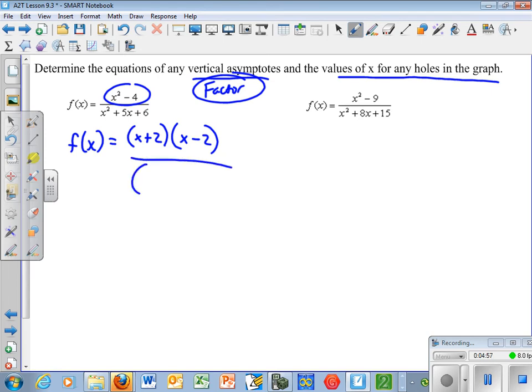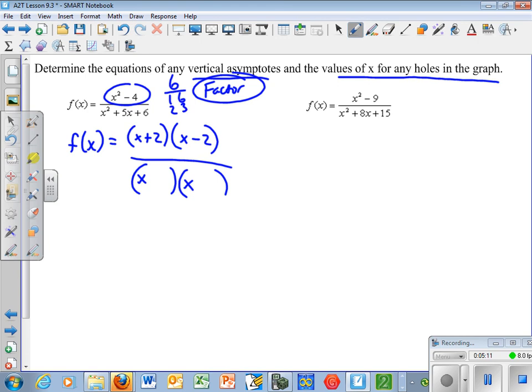The bottom, if you think about all your factoring rules, this is trinomial factoring, three-term factoring. I want factors of 6 that add to 5. Factors of 6 that add to 5. 1 and 6, well, they add to 7.